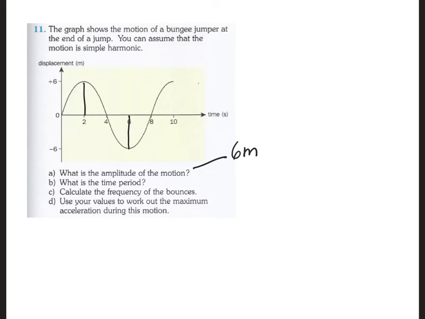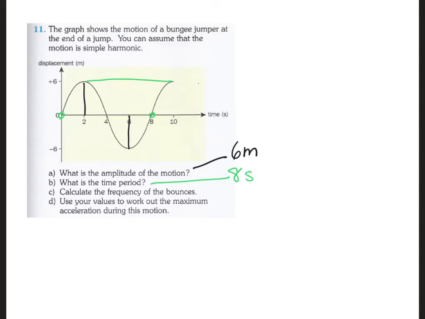What is the time period? Well, because this is a displacement time graph, I can just go from 2 points in phase. So I can go from peak to peak and find the time between them, or I could go from this point here to this point here. It'll give me the same value. My time period is going to be 8 seconds.